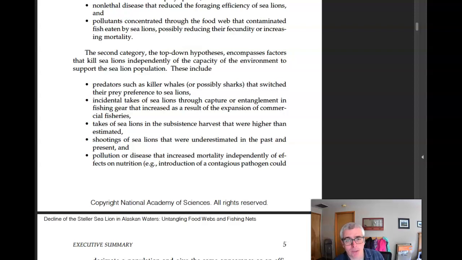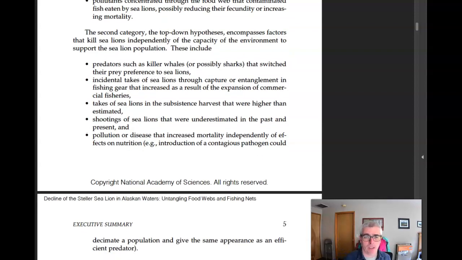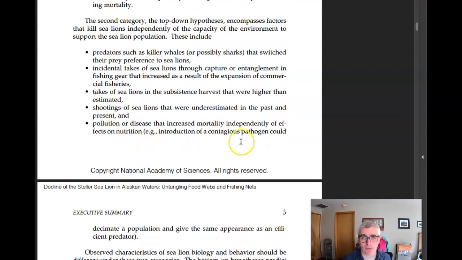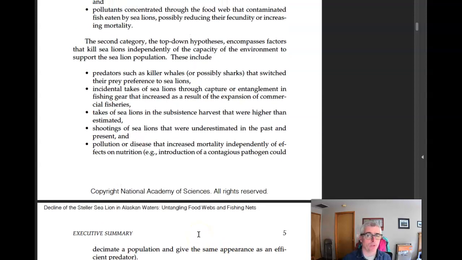Shooting of sea lions that was underestimated in the past and present, we're going to talk a lot about that one. Pollution or disease, increased mortality, independent of effects of nutrients. Here they're saying, e.g., the introduction of a contagious pathogen could decimate a population and give some appearance of an efficient predator. So they're including diseases as a top-down effect if it's not impacting their forageability.